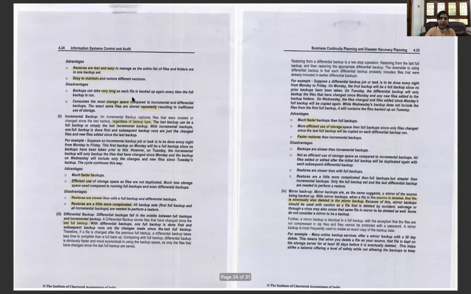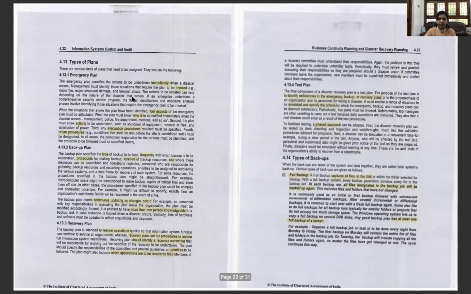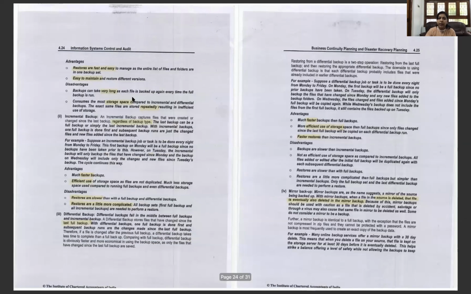So these are the types of backup: full backup, incremental backup, differential backup, and mirror backup. Full backup captures all files. Incremental backup is done after the last backup, regardless of the backup type. Differential backup is after the last full backup, and the mirror backup is just a mirror or a copy of the source.